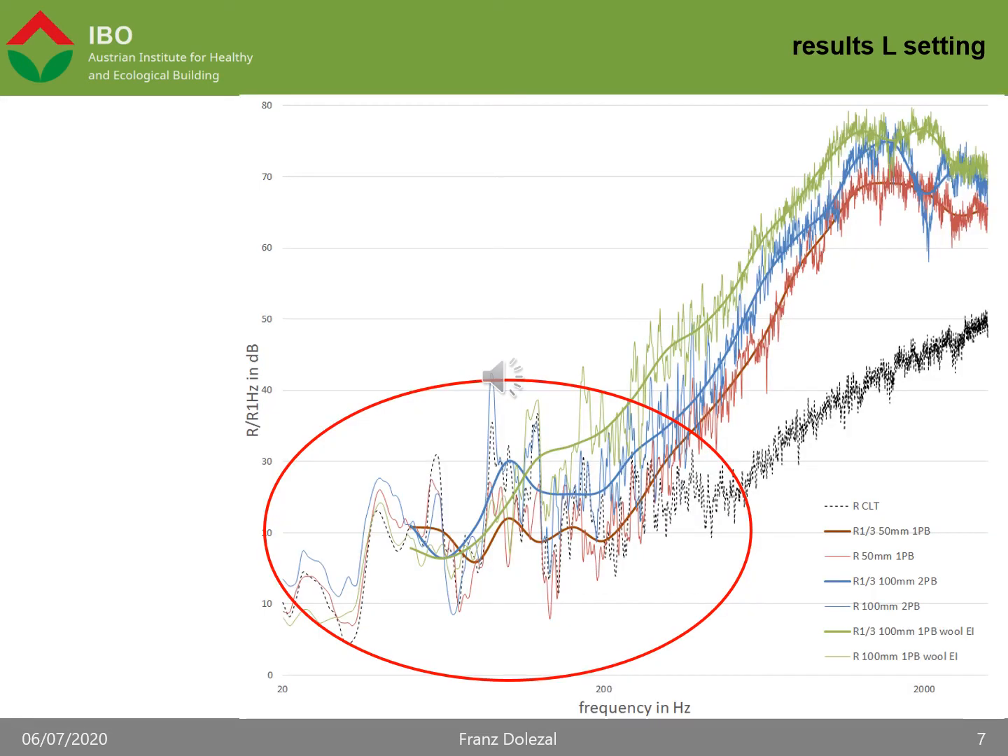This graph shows an excerpt of the results of the large test setting. You see the sound reduction index over the frequency. The dashed lines are the results for the 1 Hz measurements, and the solid lines are the ones for the 1/3 octave band measurements. The black line is the plain CLT slab, and the colored lines are the results for different phasing layers, where hangers are varied and distances between the slabs as well.